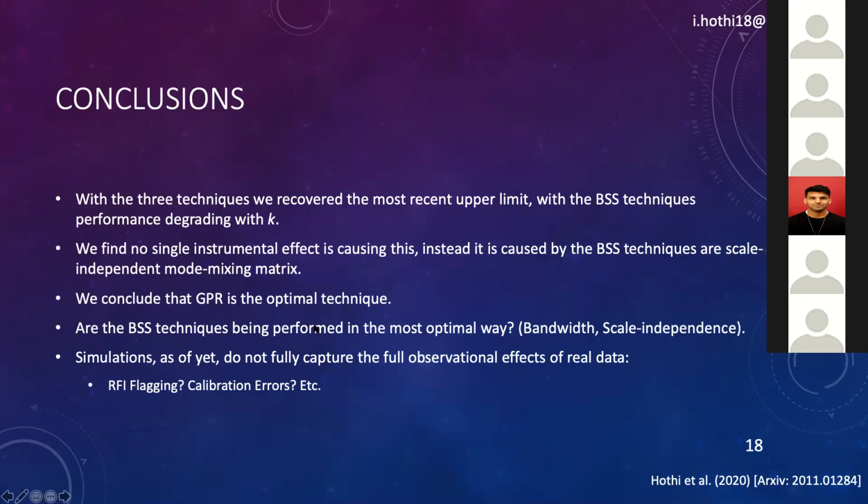To conclude, with the 3 techniques, we recover the most recent upper limits, but we see that the blind source separation techniques have performance degrading with K. We find that no single instrumental effect is causing this, but instead it is caused by the scale independence of the mode mixing matrix for the blind source separation techniques. So we conclude that, both for its current performance and its performance on the bandwidth we've given, GPR is the most optimal. But this begs the question of whether we're performing these blind source separation techniques in the most optimal way.